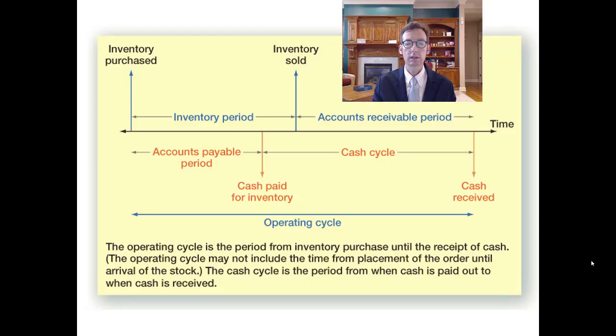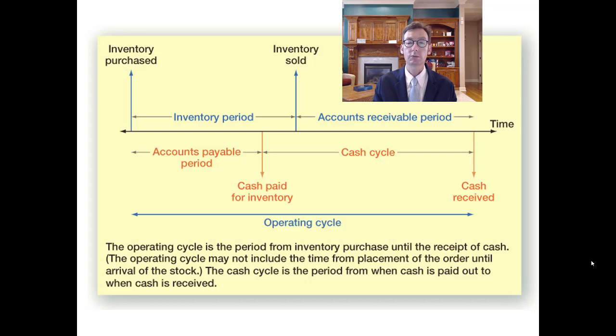So here's a nice little picture. On the top half of this, we have the inventory being purchased, and then we have the inventory. You may also think of that as the number of days sales in inventory. And then at the end of the inventory period, that inventory is sold. But we don't receive the cash yet because after all, we sold that stuff on credit. And so now we have to wait for the accounts receivable period to be over.